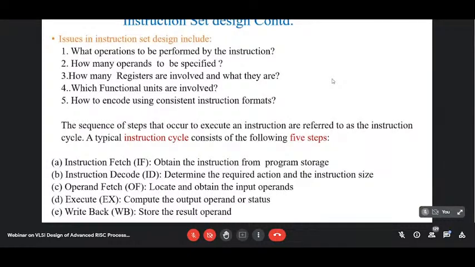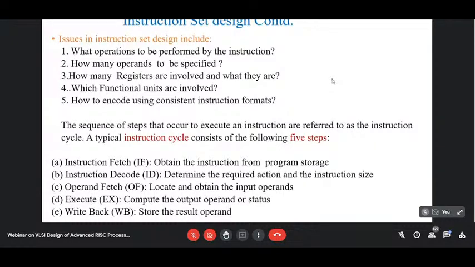Then operand fetch. It may happen that this instruction needs some operands, like, let's say, add a register within the CPU with some memory locations. It means the data in the memory locations needs to be fetched, that is called operand fetch. But it is not compulsory for all the instructions. After getting the data, the instruction needs to be executed. After execution, the result needs to be written back.